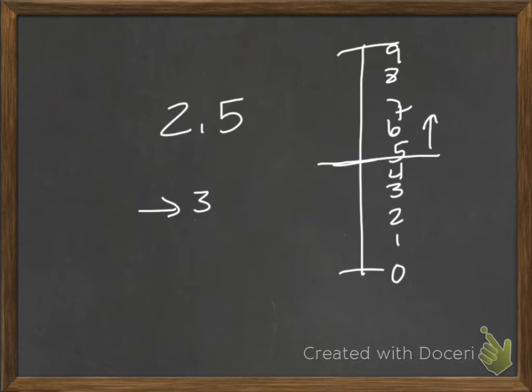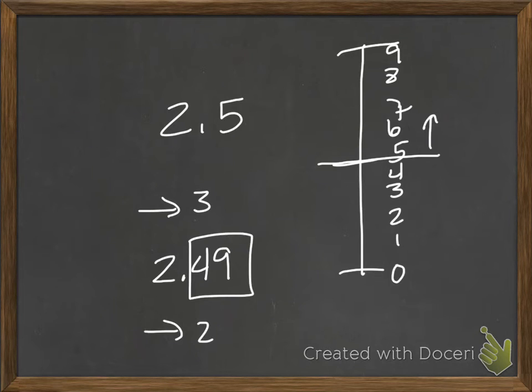Anything that's below a 5, and it could be 0.49. So let's say you have 2.49. Well, that's not 0.5, right? That's less than 0.5, which means that's less than half. So even though that's super close, that would round down to a 2. So this is all you're going to do.